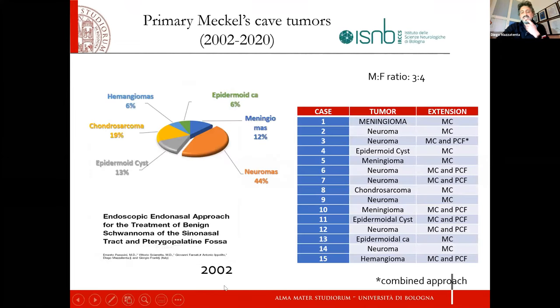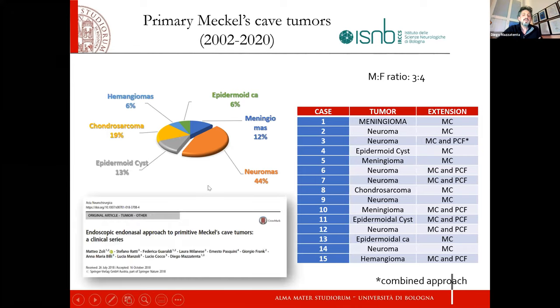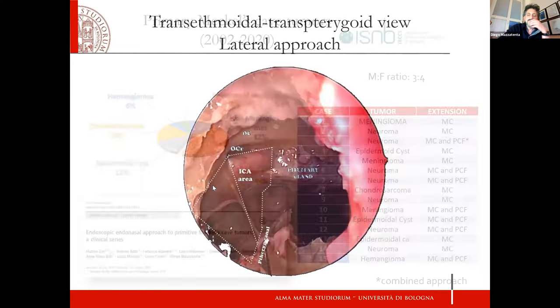We started in 2002 to use this type of approach for a benign schwannoma of the sinonasal tract and anterior palatine fossa, and we published it 20 years ago. We continue to use it in very few cases, with very limited indication. Up to 2020, we collected 15 cases. The large part were neuromas, and a high percentage were chondrosarcoma and epidermoid cyst. We published our results 2 years ago.